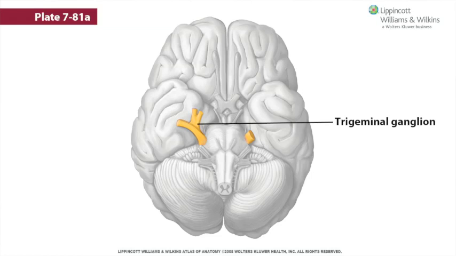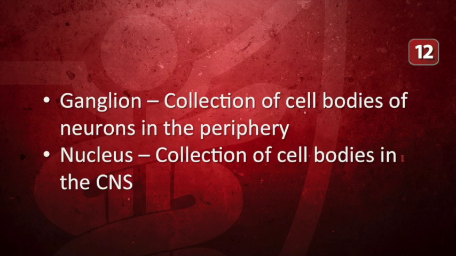The cell bodies of the sensory fibers of the trigeminal nerve are found in the trigeminal ganglion, which lies flat on the temporal bone in the medial part of the middle cranial fossa. You may recall that a ganglion is a collection of cell bodies of neurons in the periphery, as opposed to a nucleus, which is a collection of cell bodies in the central nervous system.